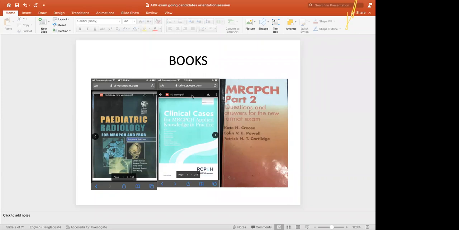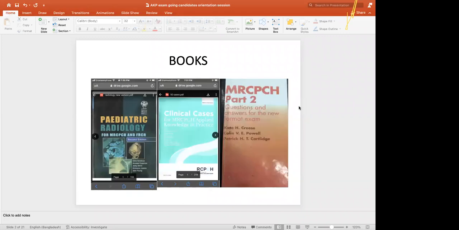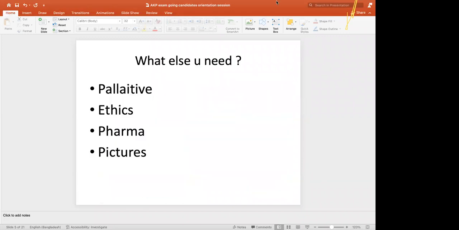Any more questions? Okay, then we finished, Alhamdulillah. These are the books I showed you. These are the books that are needed for AKP. And also these are the chapters that will be questioned, like palliative, ethics, pharma, picture, statistics.